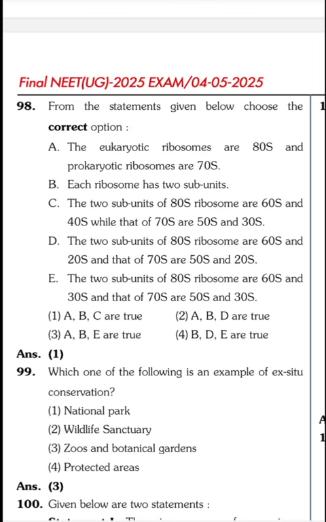The 2 subunits of 80S ribosomes are 60S and 20S, and that of 70S are 50S and 20S. This is a wrong statement. So the 2 subunits of 80S ribosomes are 60S and 30S. Even this is wrong. So I have always asked my students to remember 80S as 60-40 and 70S as 50-30. So A, B and C are the correct options. So first option is correct, A, B and C are correct.